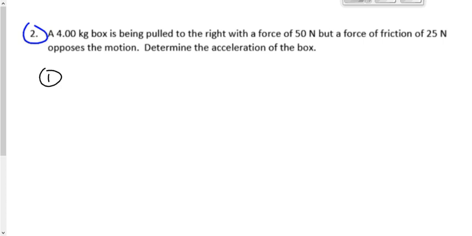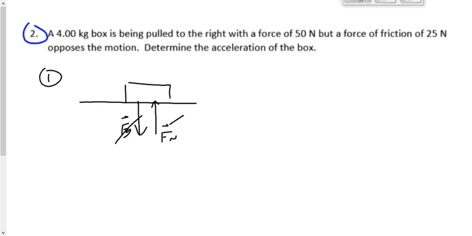Let's draw a diagram here. Step number 1. We've got a force of gravity acting down, and we have a normal force acting up. Now, since this object isn't accelerating up or down, those two forces are going to cancel out. They're going to balance out. So let's just cross them off. Okay, they're gone now. That's good, because that means we have less forces to deal with when we go to do the math. We have a force to the right of 50 newtons.